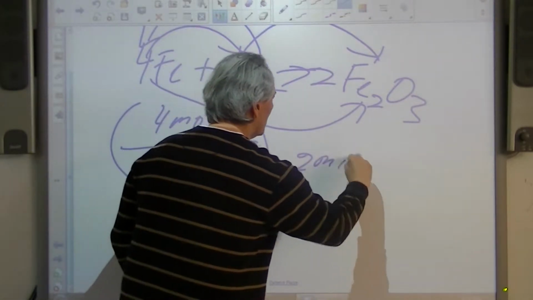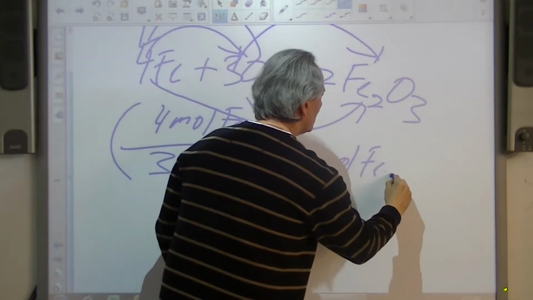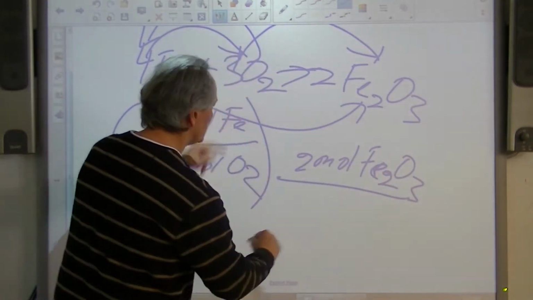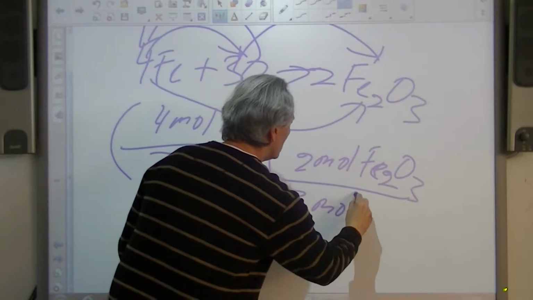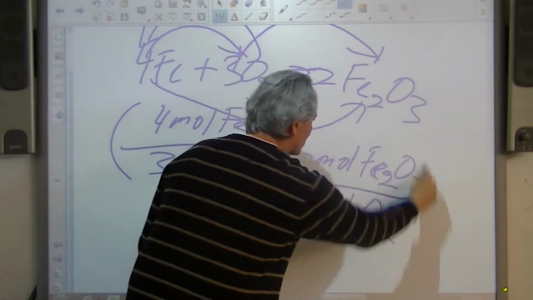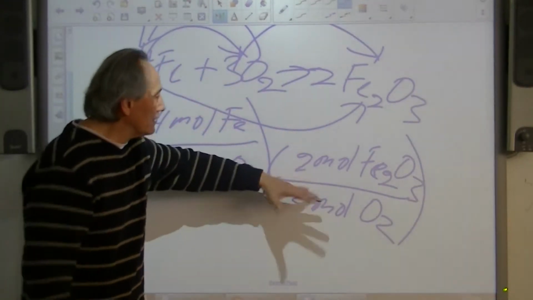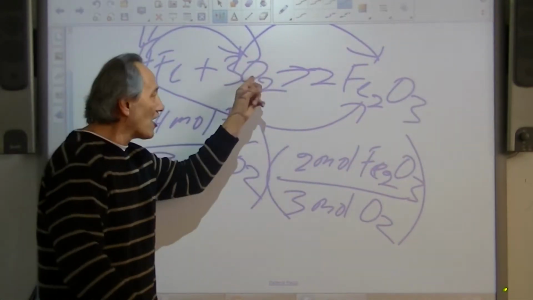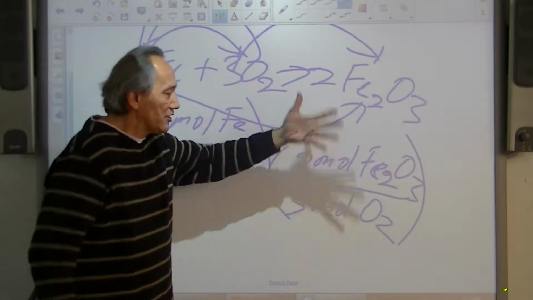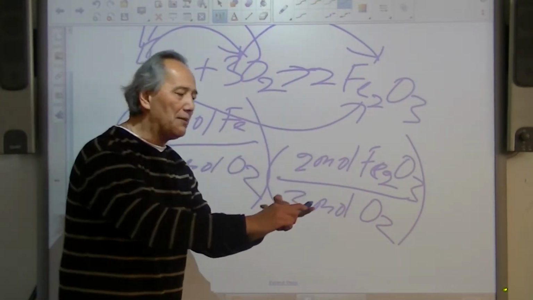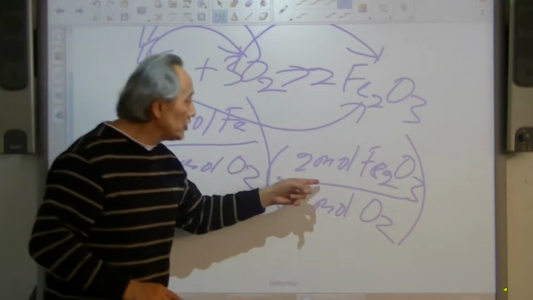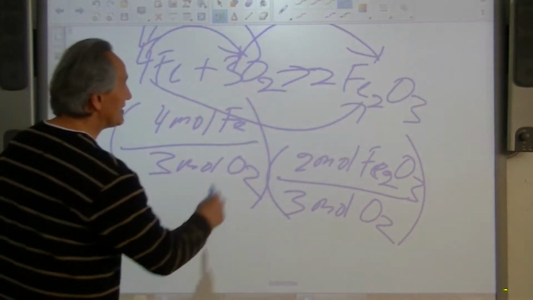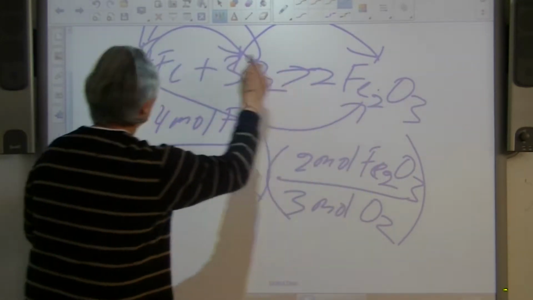So 2 moles of iron oxide, and I'm going to compare it to the O2 versus 3 moles of the oxygen. Hence, there's one comparison. Now note we can invert this and compare the oxygen to the iron oxide. So hence this would be inverted, and it would be 3 moles of oxygen to 2 moles of iron oxide. Another relationship.